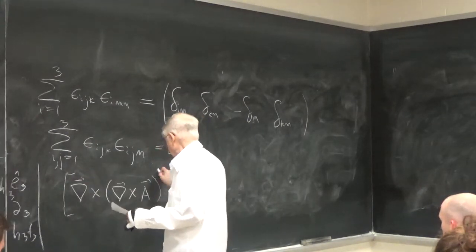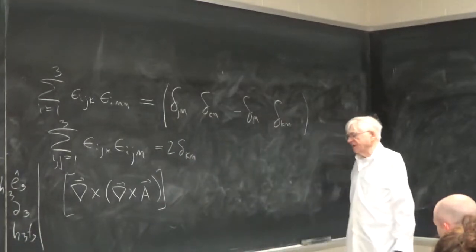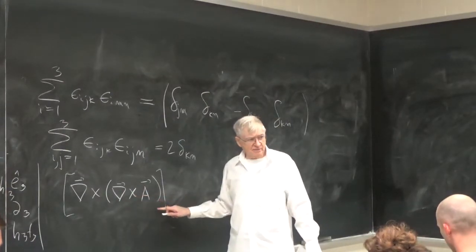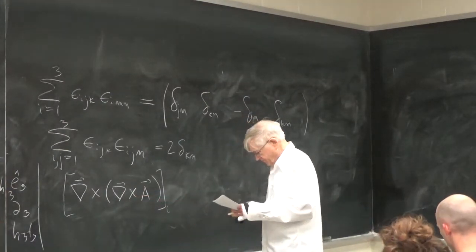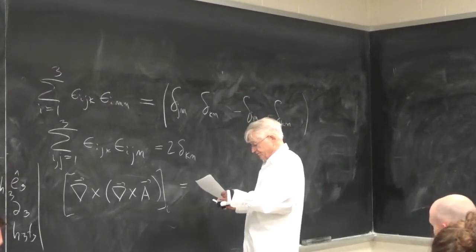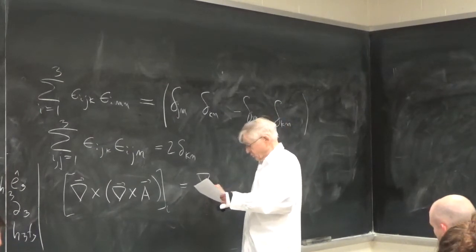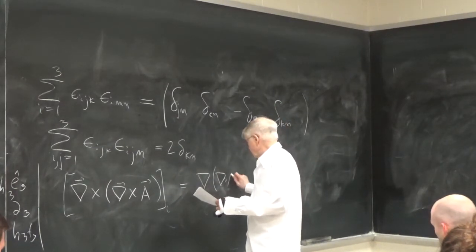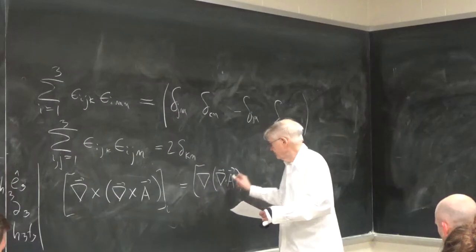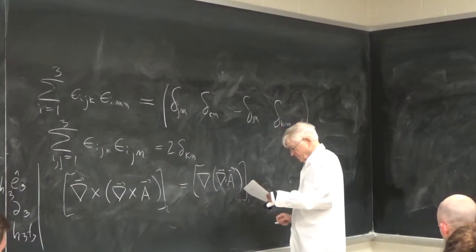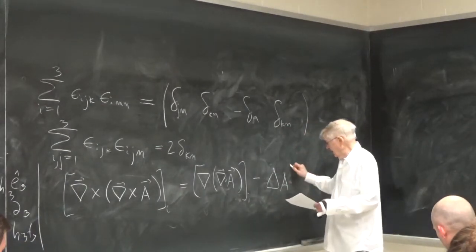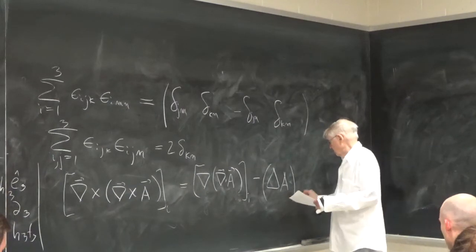If you just write it that way, that can be confusing. But if you say, well, I want the ith component of the curl of the vector potential. Well, let me just tell you what the answer is. The answer is that it is the gradient of the divergence of A, so that means the ith component of the gradient of the divergence, minus the Laplacian of A and the ith component of that.